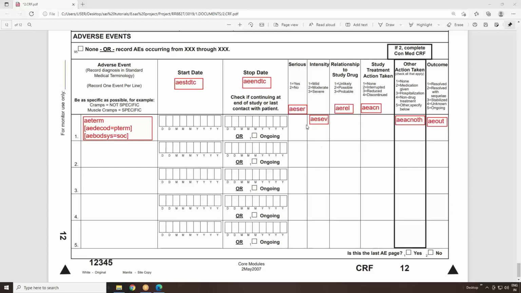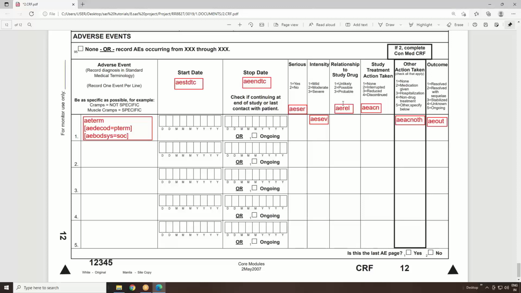Intensity is nothing but severity. If you are measuring it, all the people who are serious will be severe only. But some people are serious, and some people are not serious, but still they come under any of these categories, maybe mild or moderate. So somewhere they will come onto this particular intensity, that is your severity.